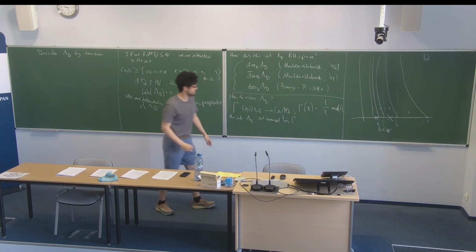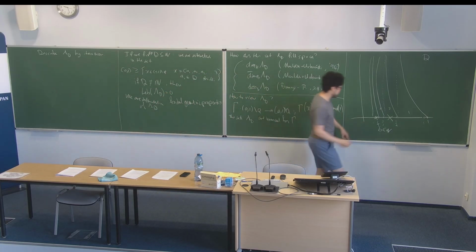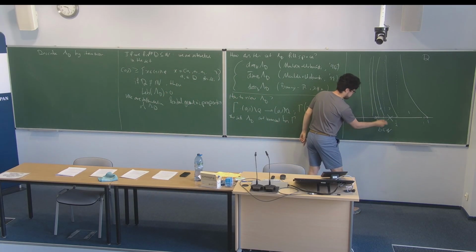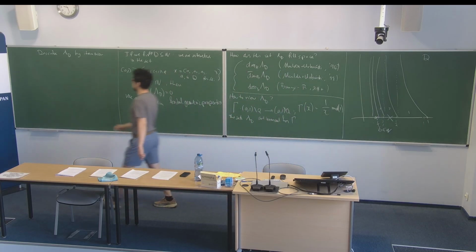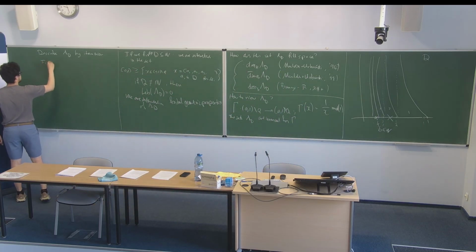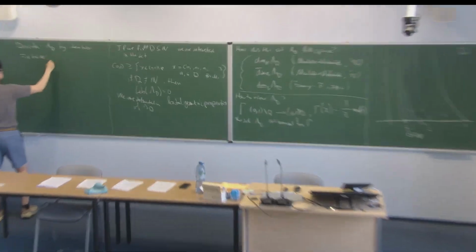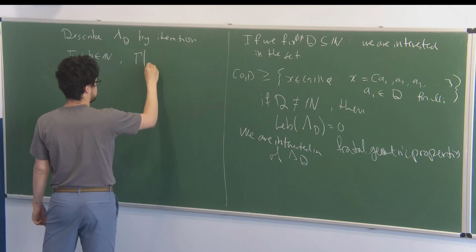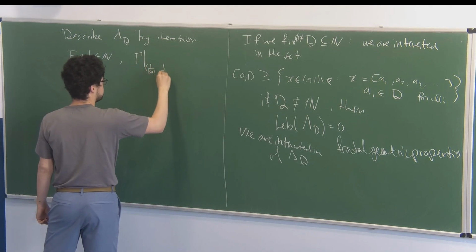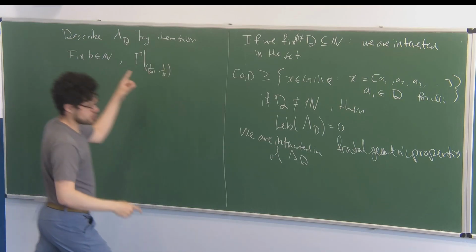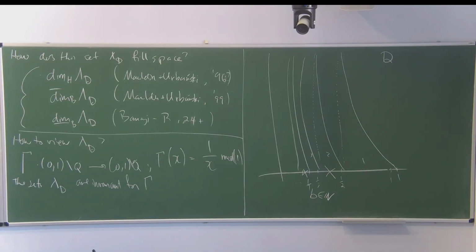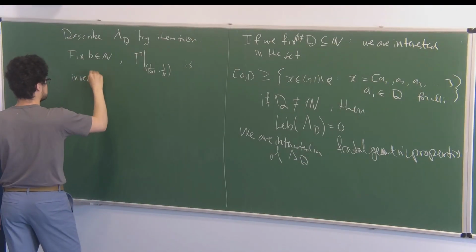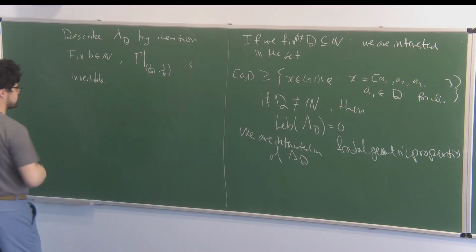Sorry. No worries. So we fix a digit b and n, and we look at the restriction of the Gauss map to the corresponding interval, 1 over b plus 1 to 1 over b. So the Gauss map restricted to the interval is a single branch, so in particular it is invertible. Actually, because it's invertible, we can define its inverse.